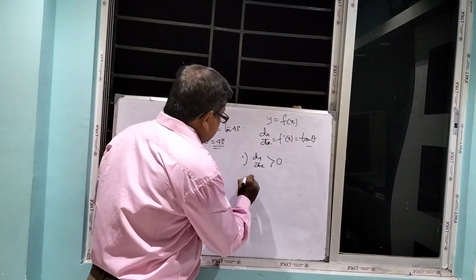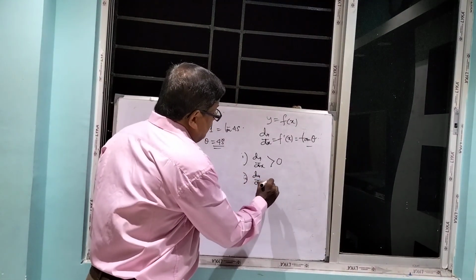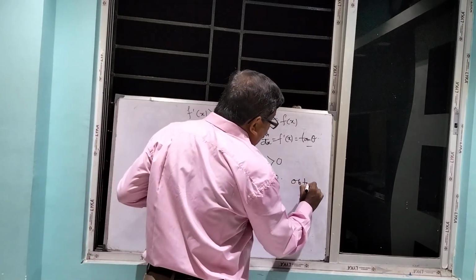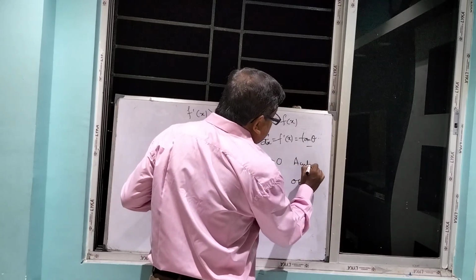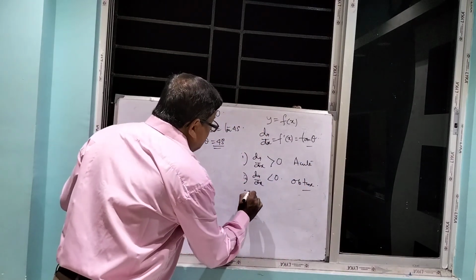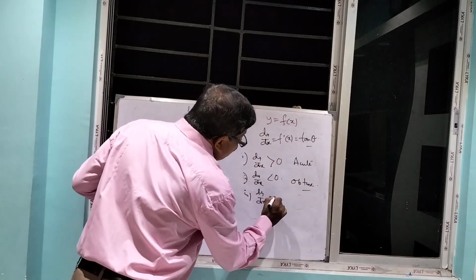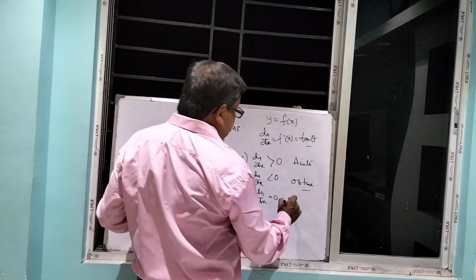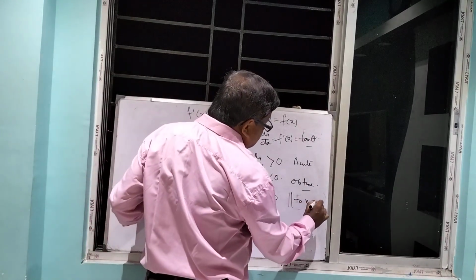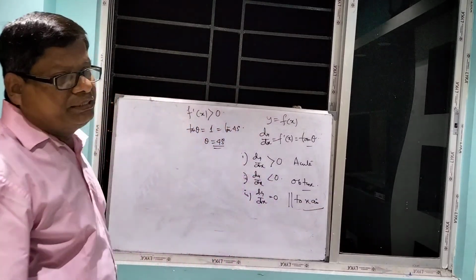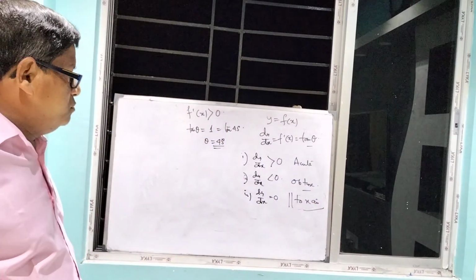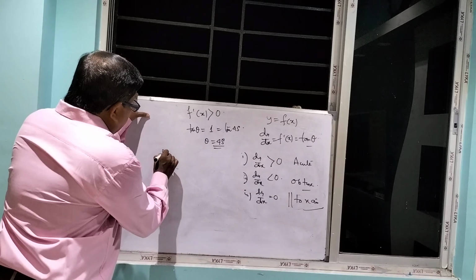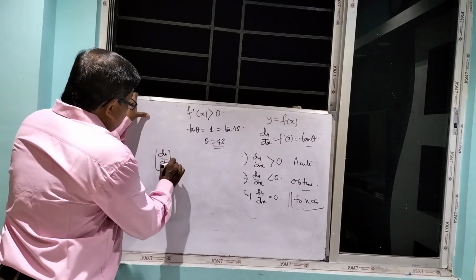If dy/dx is less than 0, then an obtuse angle is formed. This is an acute angle. And if dy/dx equals 0, then the line is parallel to the x-axis. If dy/dx is 0, the line is parallel to the x-axis.